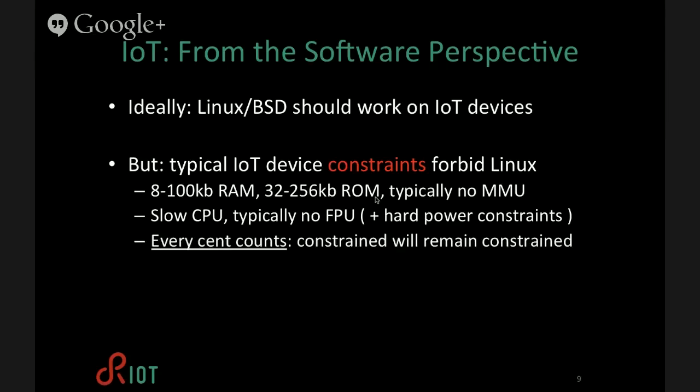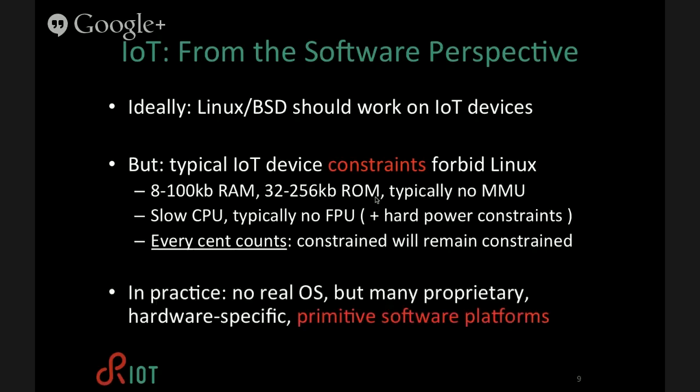And one thing you might say is, okay, let's wait until these devices become more powerful. Moore's law is going to apply, and we just wait for Linux to be able to run on these machines. But if you look at the evolution of the last 10 years and the actual deployment scenarios and the business environments where every cent counts, these constrained devices will probably remain constrained. So it's relevant to focus on these constraints. And in practice, since Linux cannot be used, most of the devices that are deployed now do not use a real OS, but are managed by proprietary, hardware-specific and somewhat primitive software platforms. And that's the reality today.